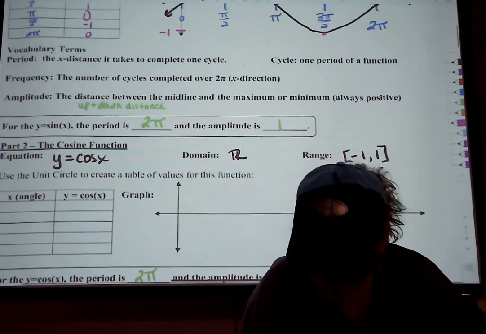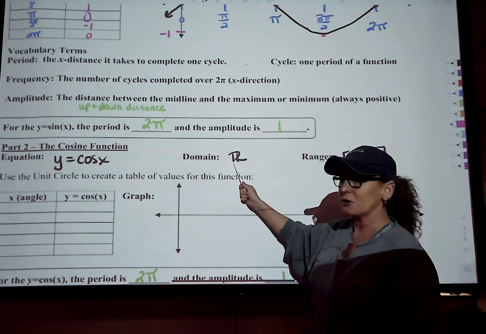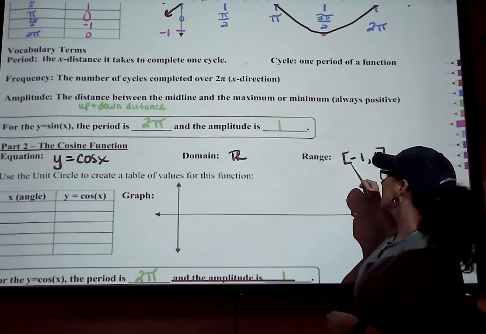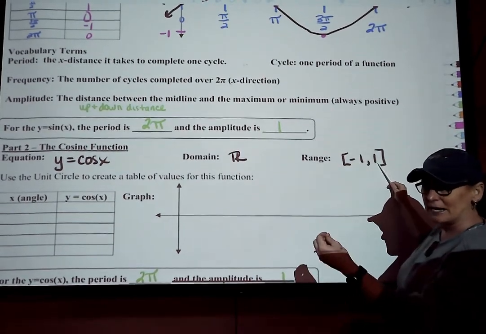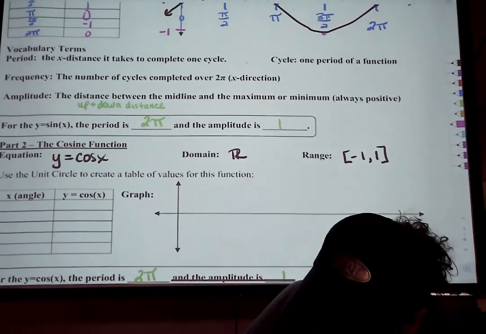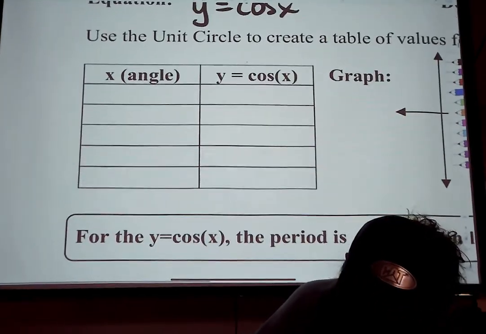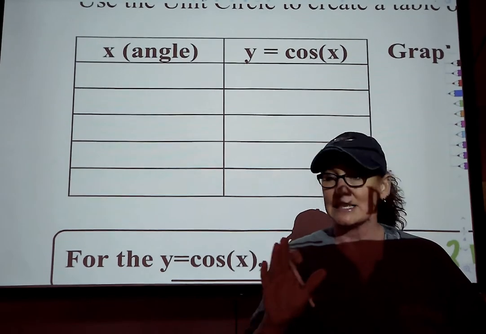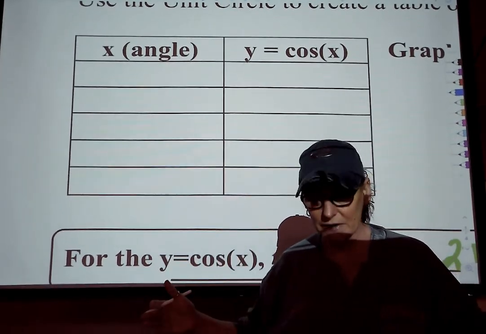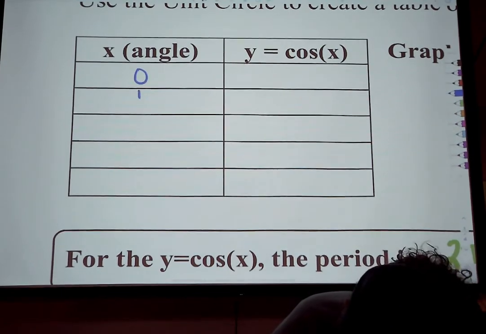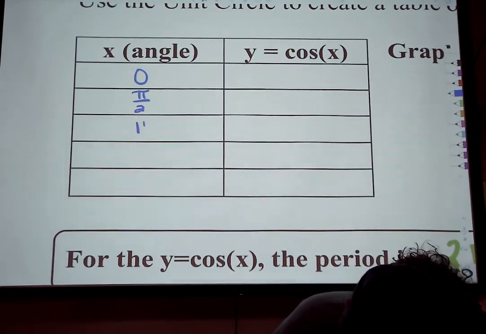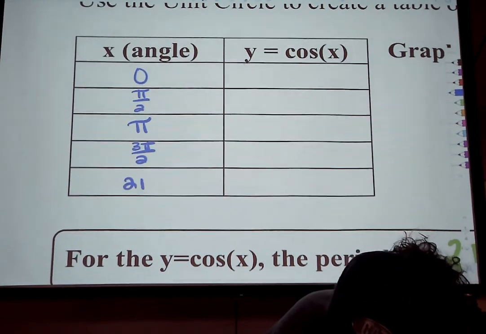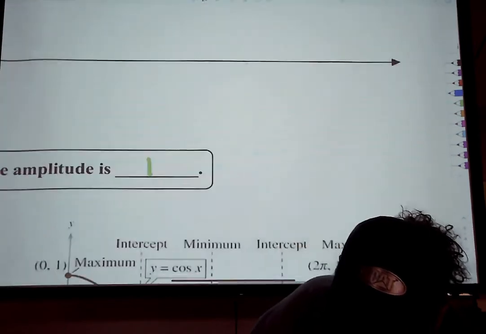So we're moving to cosine. You can see that the graph is going to go on forever left, forever right, so our domain is all real numbers. And then it's going to valley at -1, it's going to peak at +1. Those 5 x values, good news, they're the same ones as the sine, same order, start at 0 and go all the way around the circle to 2 pi. 0, pi over 2, pi, 3 pi over 2, and 2 pi. In fact, go ahead and set up your graph.